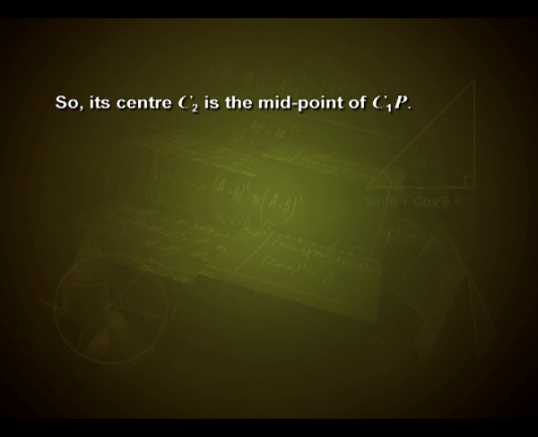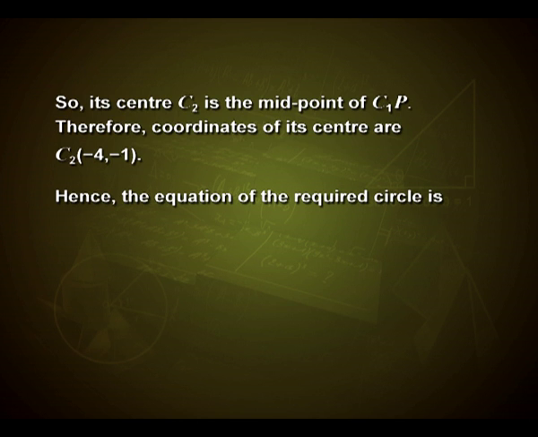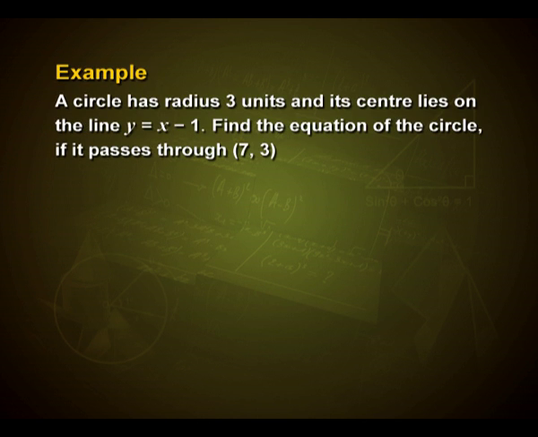So, its center C2 is the midpoint of C1P. Therefore, the coordinates of its center C2 are minus 4 comma minus 1. Hence, the equation of the required circle is (x plus 4) whole square plus (y plus 1) whole square is equal to 5 square. Here we have another example which speaks of a circle which has radius 3 units and its center lies on the line y is equal to x minus 1.